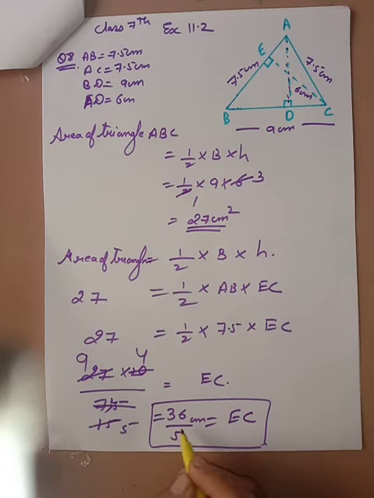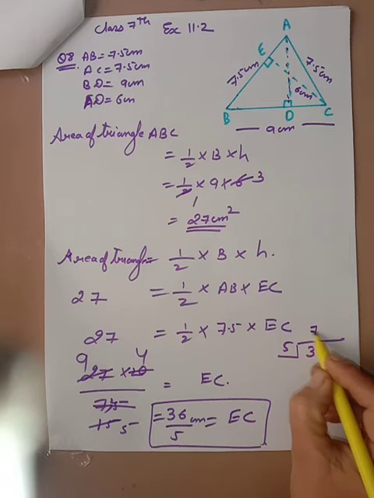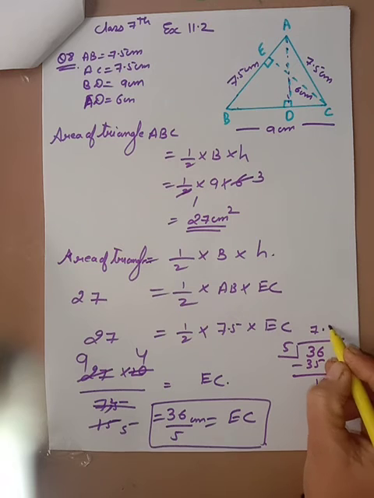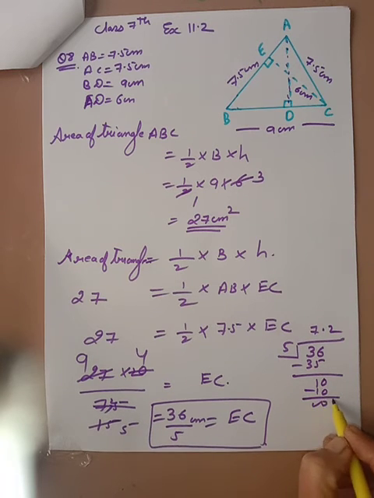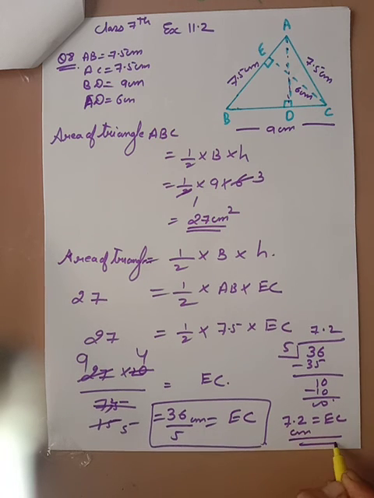Okay. Now this we got in fraction, division is possible. We'll do it. 5 sevens are 35. 1.0, 5 twos are very short. So we'll take 7.2 is the EC. 7.2 centimeter. This is your final answer.